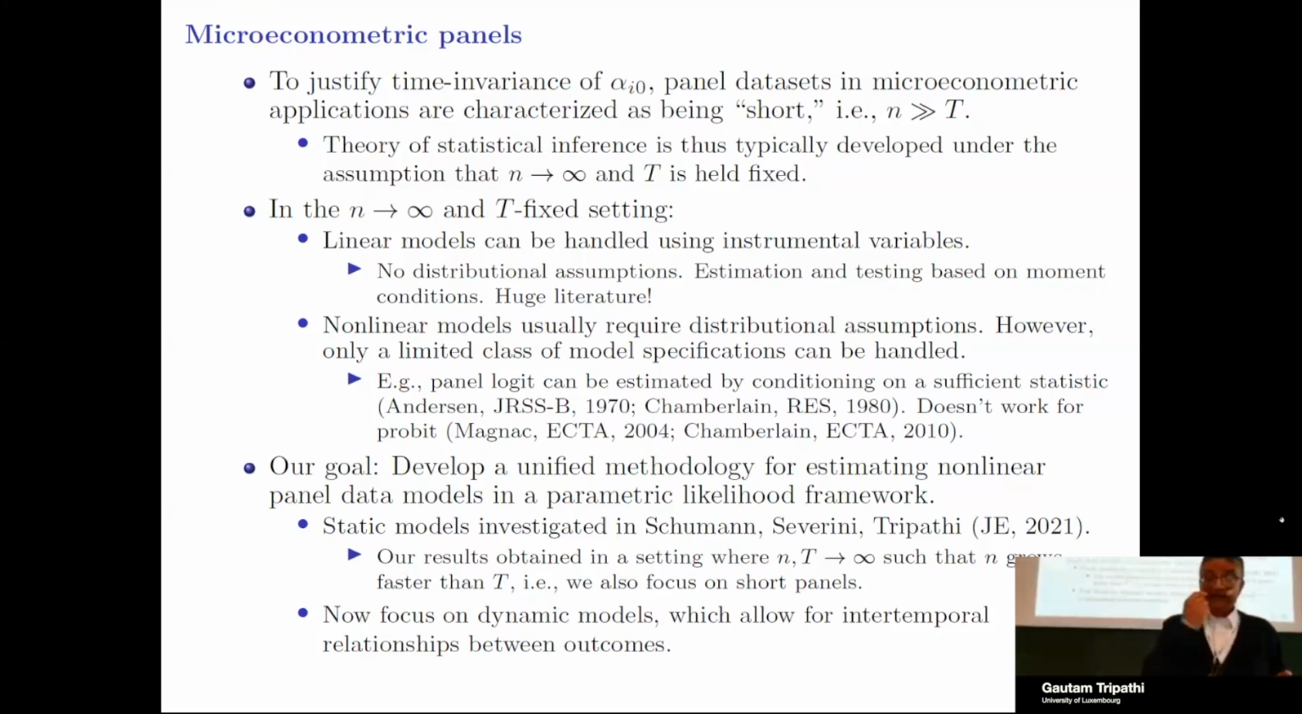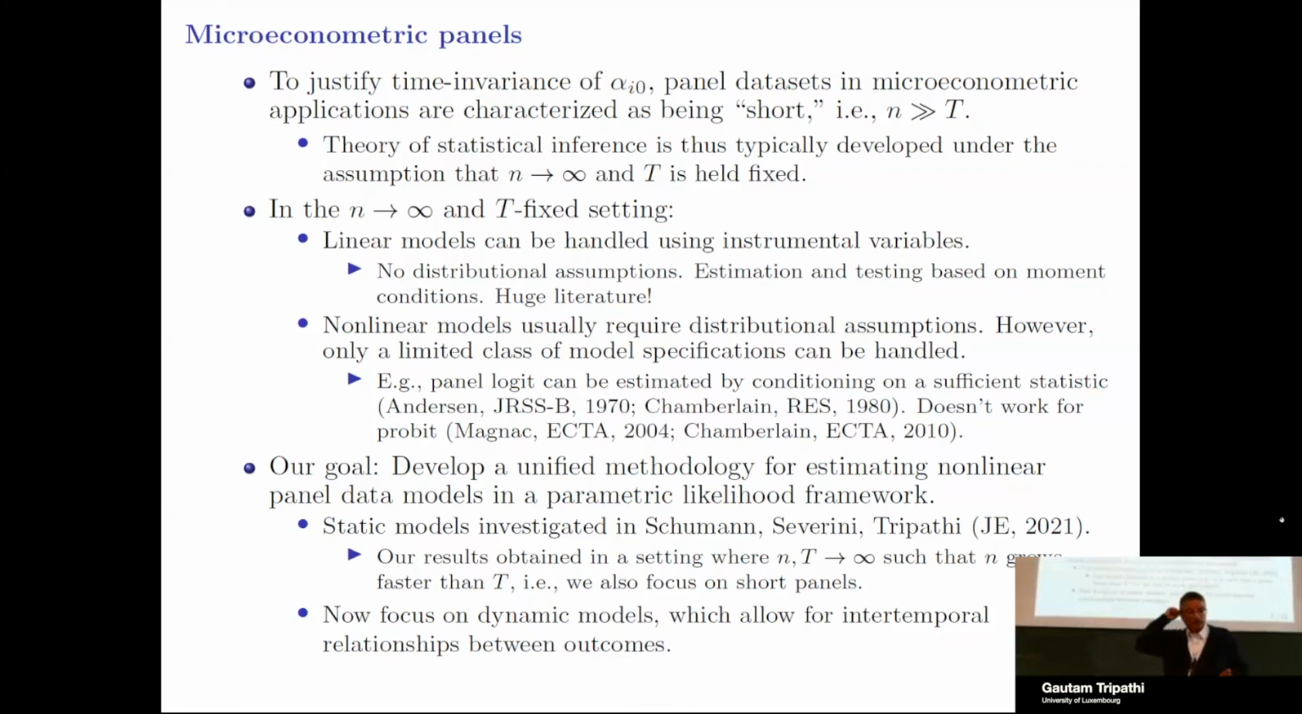So for example, if the distribution of the model errors was logistic, so you have a binary choice logit model, a panel logit model, it turns out that you can estimate this relatively straightforwardly by conditioning on a sufficient statistic. But if you change the specification slightly, so if instead of logit you want to look at a panel probit model, then it turns out that there is no sufficient statistic. And so really the technique that works for panel logit simply doesn't work for panel probit.